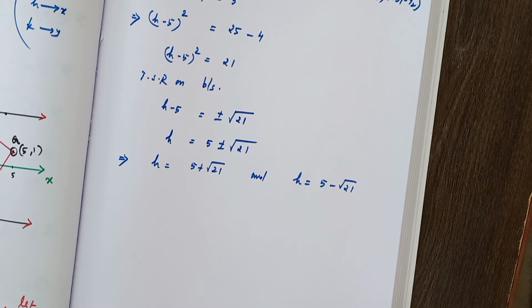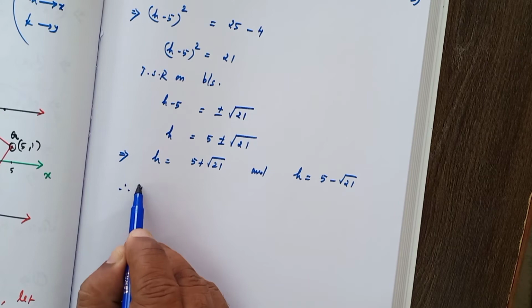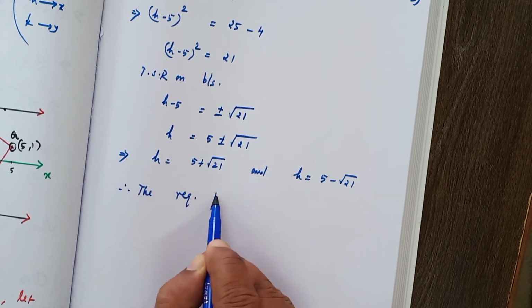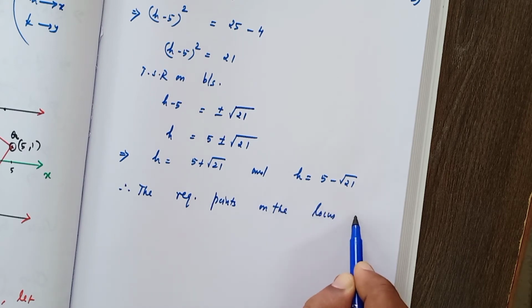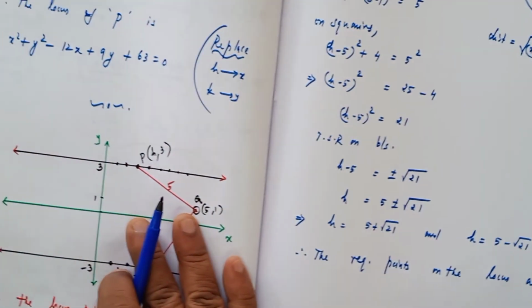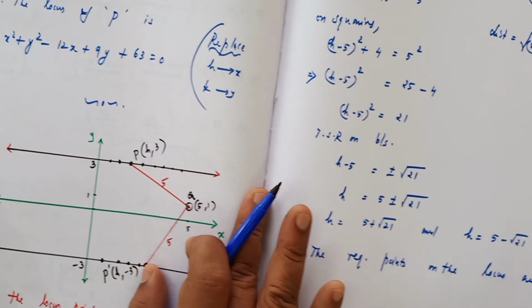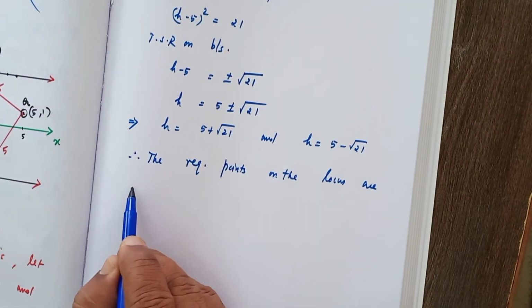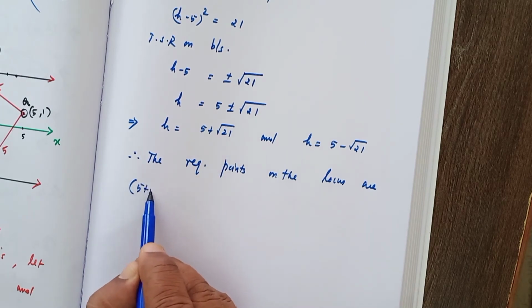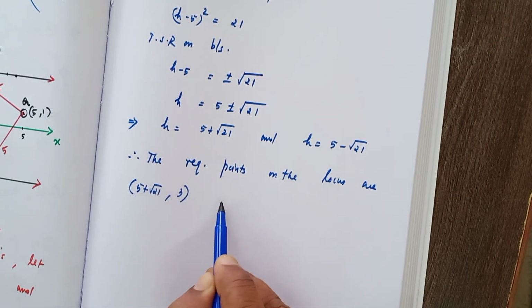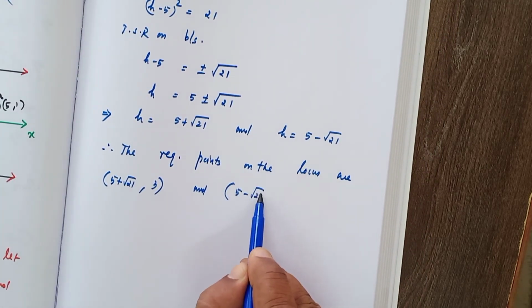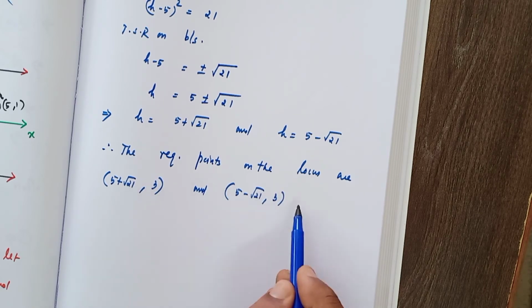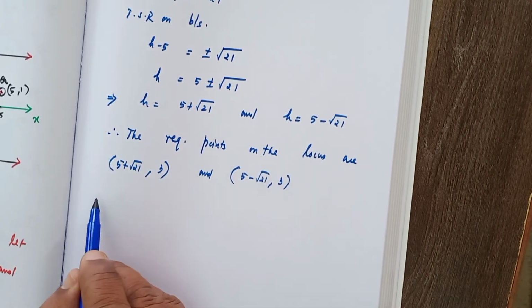Therefore, the required points on the locus, we consider as P of (h, 3). So the h value is 5 plus root 21, comma 3, and another value of h is 5 minus root 21, comma 3. The y coordinate is fixed. Okay.